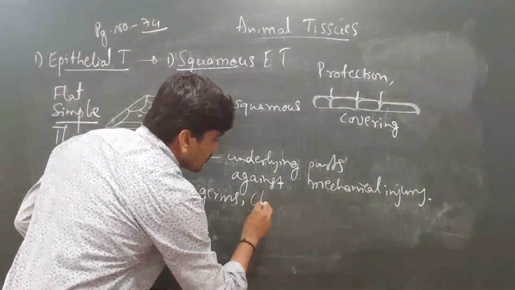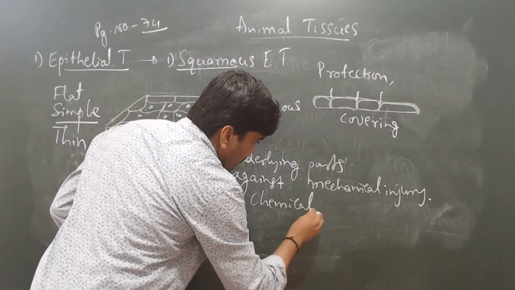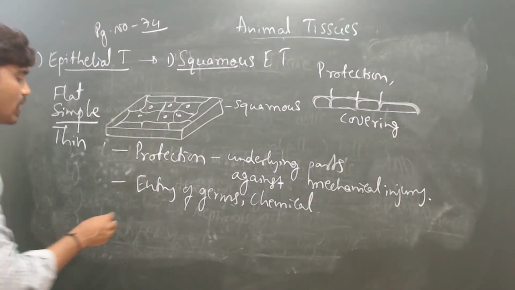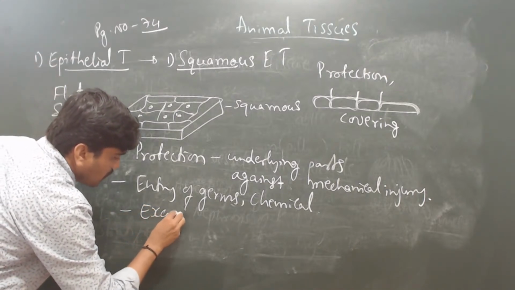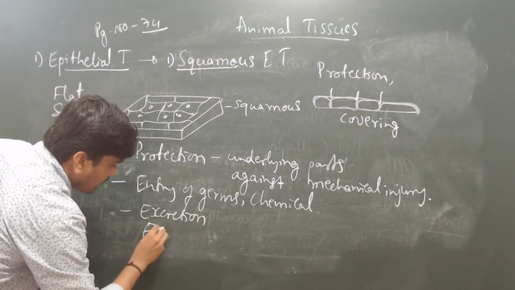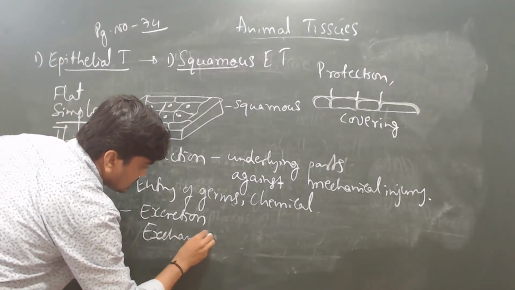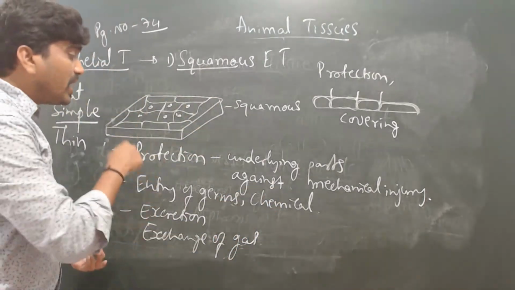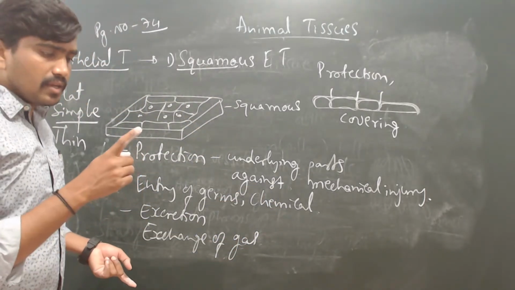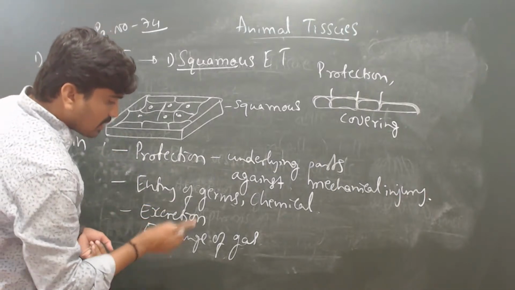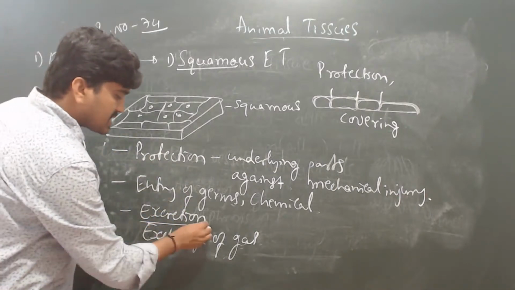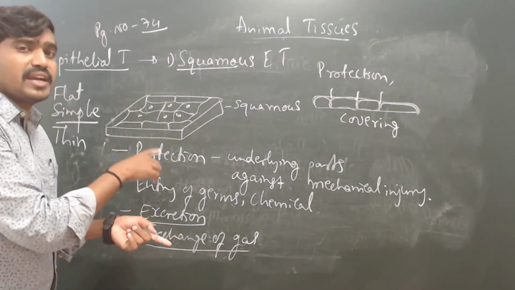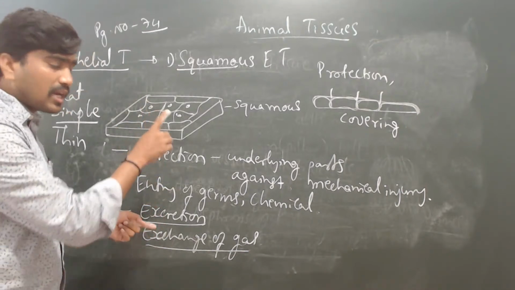And it also prevents entry of chemicals, and it also helps with the process of excretion and exchange of gas, because just now I said where it is located. Nephrons of the kidney means excretion. Alveoli of the lungs means exchange of gas. Related to the parts where it is present, in the same way it functions.